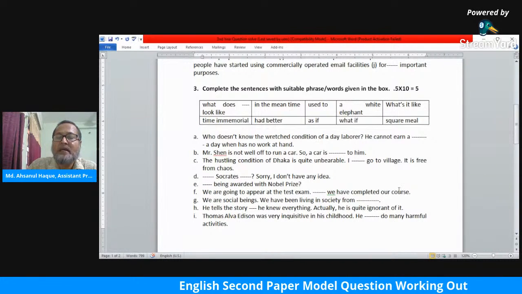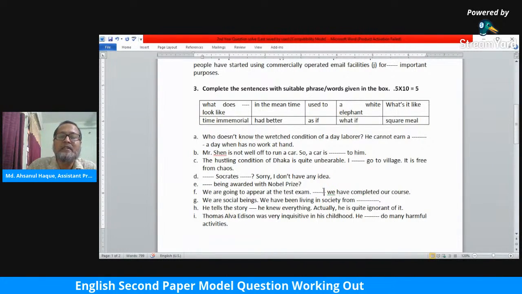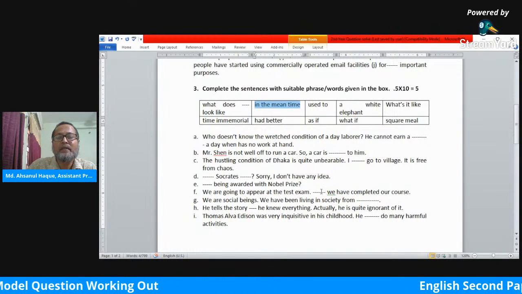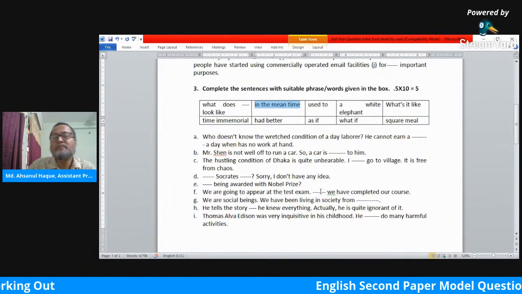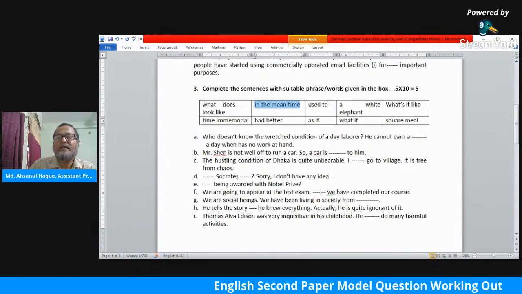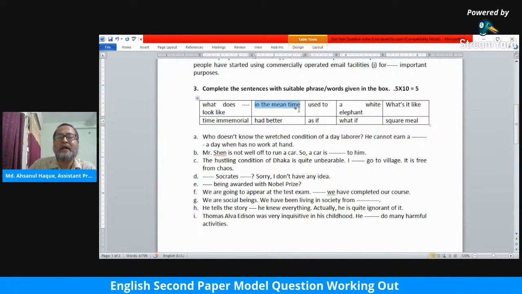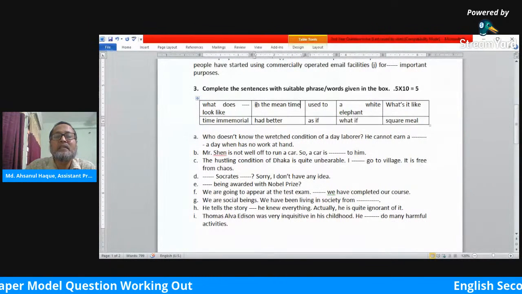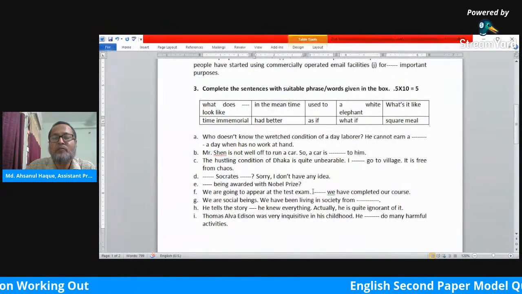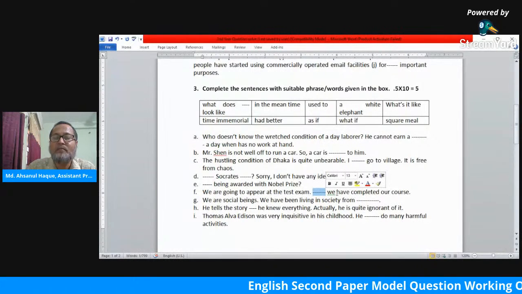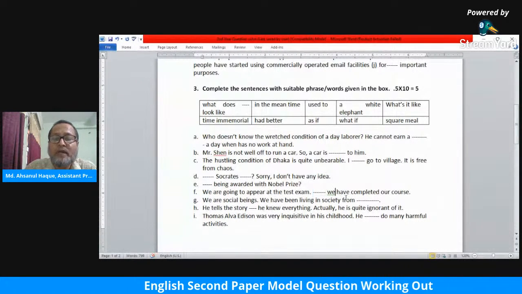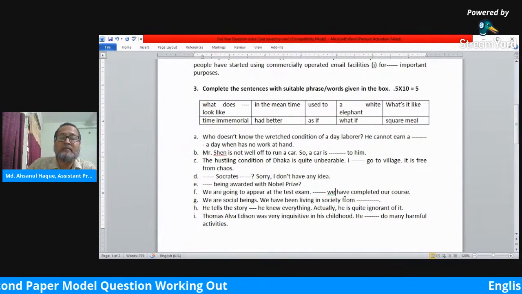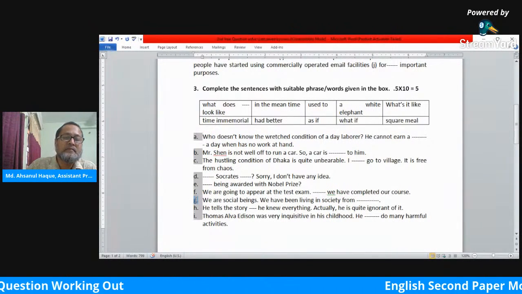Number F, we are going to appear at the test exam. Dash, we have completed our course. In the meantime, that means by this time, we have completed our course. This phrase in the meantime we can place at the beginning of the sentence as well as after the subject we. We in the meantime have completed our course. This is also correct.